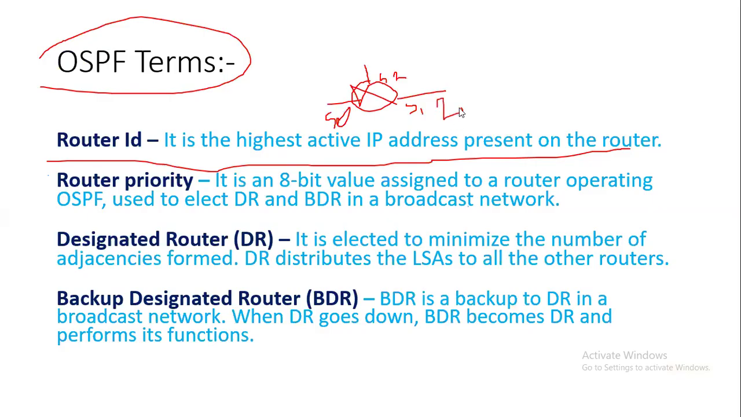Let's take an example. I have 201.something, I have 172.1.1.something, and here I have 172 as well, 172.16.16. So what is the router ID?